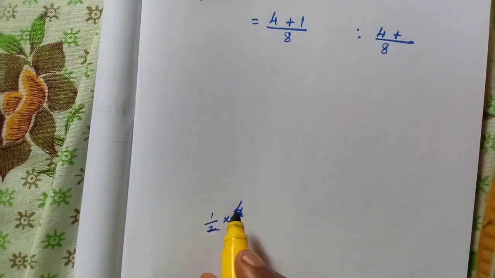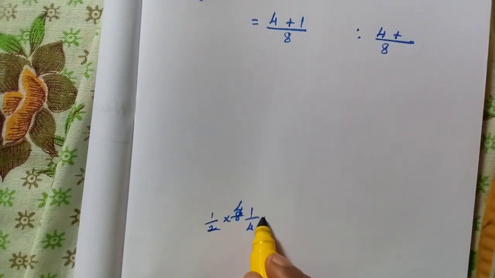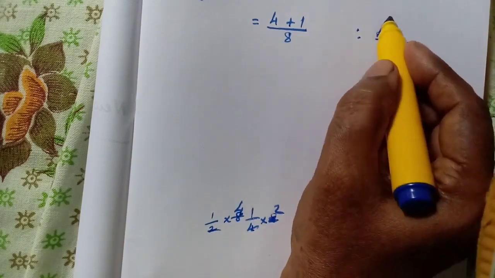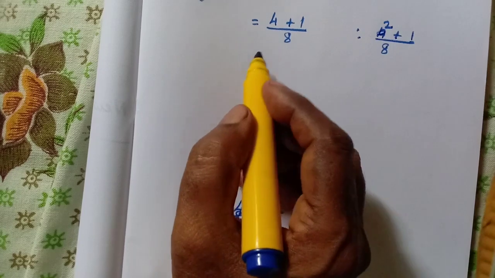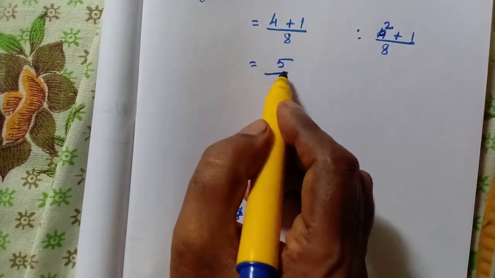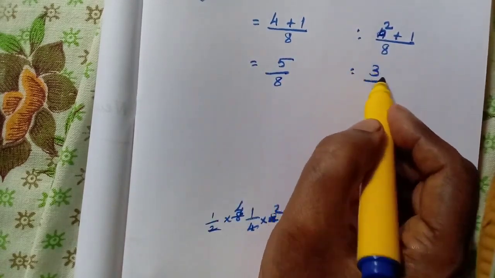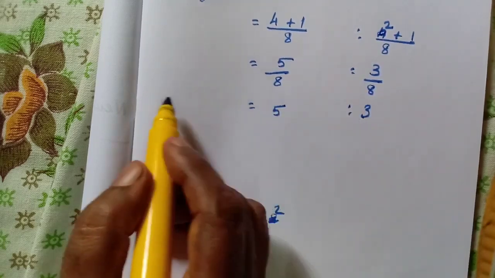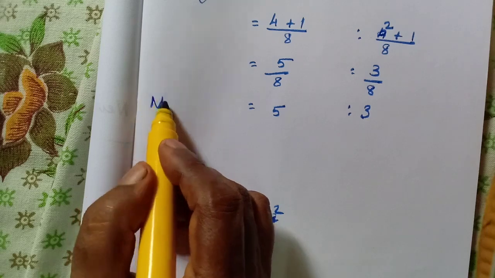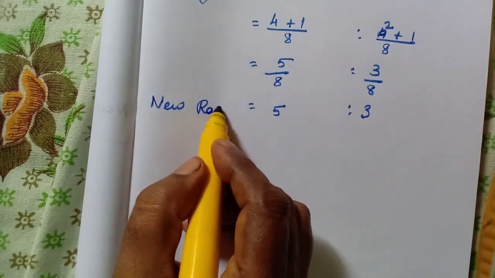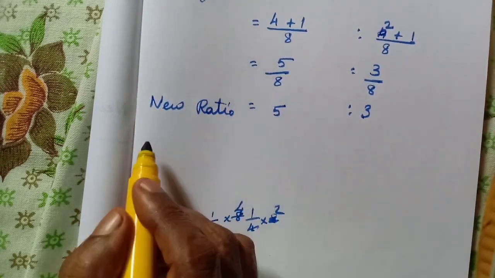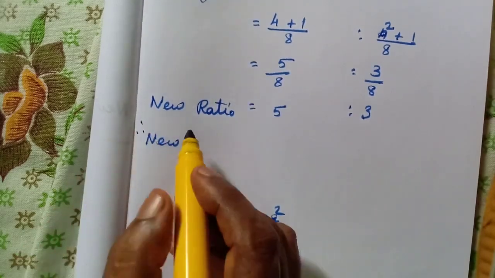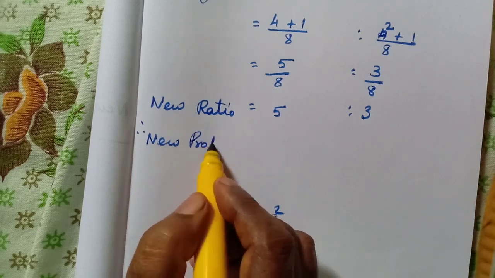No, 1 by 4, isn't it? 1 by 4 into 8 is 2. So here 2 plus 1. So 5 by 8 and 3 by 8. So what is the ratio? 5 is to 3. This is the new ratio. For that answer you can write new profit sharing ratio.